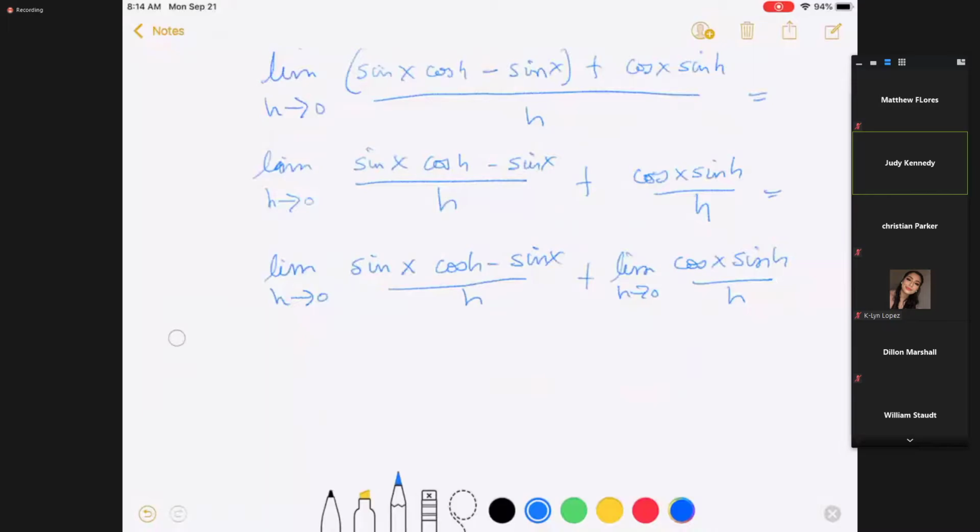And then, okay, I can pull some things out of the limits. It's in the limit, it's h going to 0. H is changing, not x. Relative to these limits, x is a constant, okay? And that's going to allow me to pull some things out.